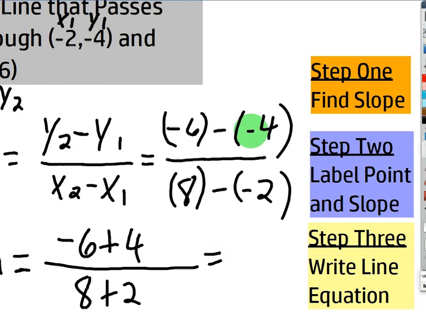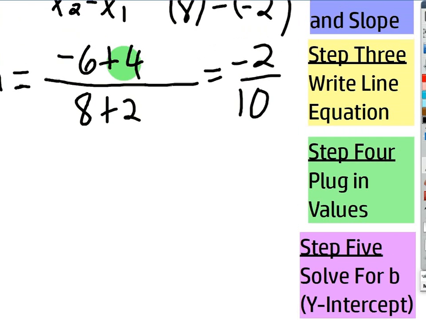Now let's simplify it down. What is negative 6 plus 4? No, it's not negative 10. Good, thank you. Negative 2. 8 plus 2 we know is 10. Now the question is, can negative 2 over 10 be reduced? Yes. Okay, good. And that's because you can divide both of these by 2, and you get negative 1/5. Good. All right.